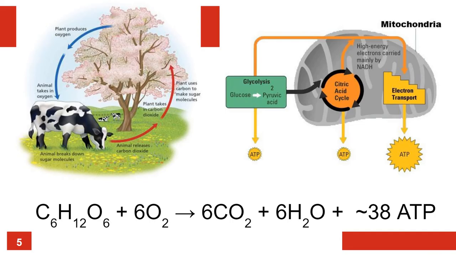So if you look at this picture, there's actually 3 different stages in cellular respiration. We're going to go over all of them. There's glycolysis, there's the citric acid cycle, this is also called the Krebs cycle, and then there's the electron transport chain. Again, this is important because it's a cycle between photosynthesis and cellular respiration. If you look at this equation and put it backwards, that is photosynthesis.